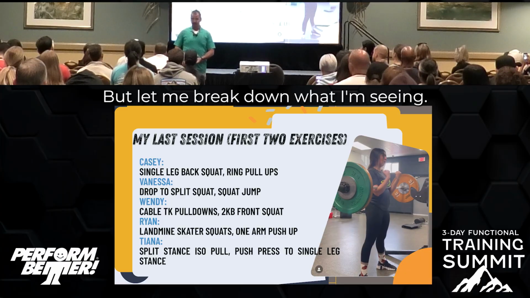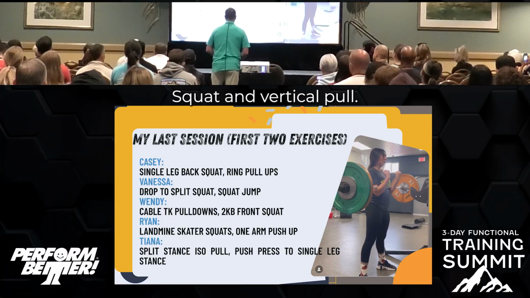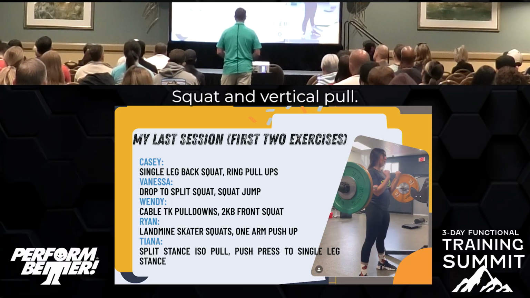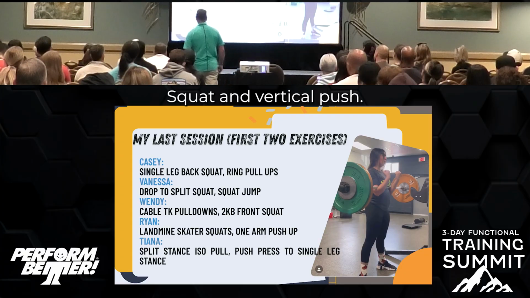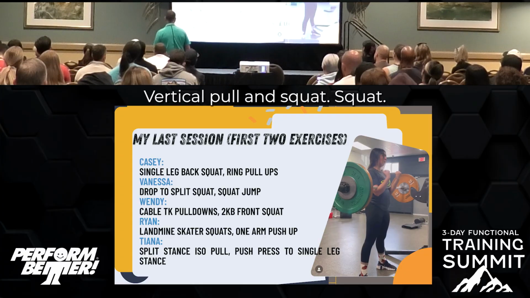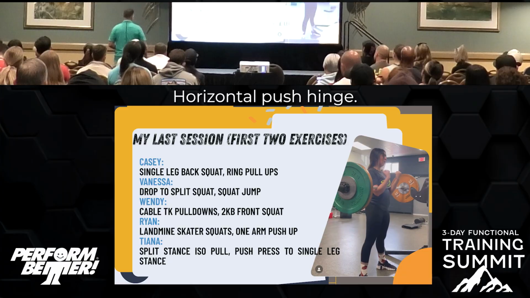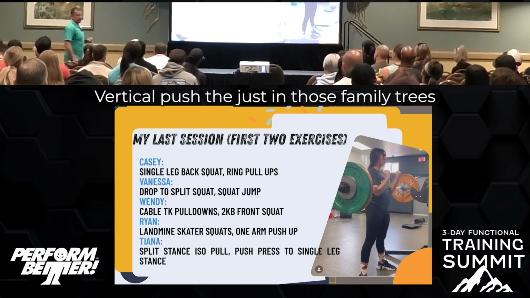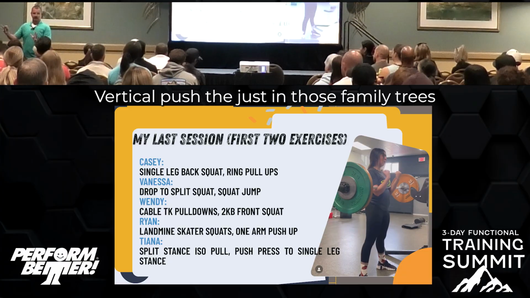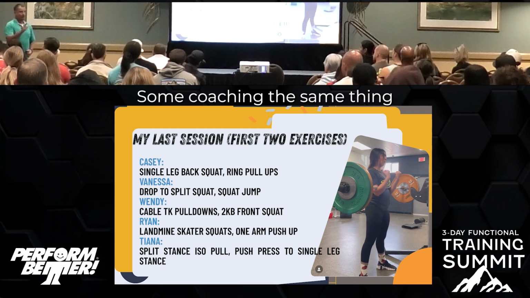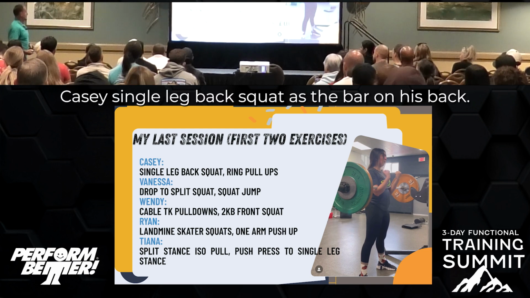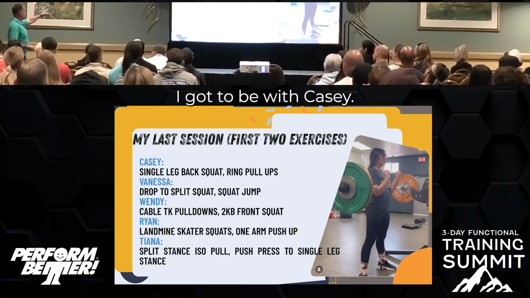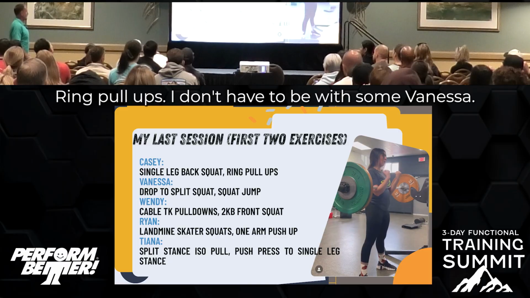But let me break down what I'm seeing. Squat and vertical pull. Squat and vertical push. Vertical pull and squat. Squat and horizontal push. Hinge is vertical push. They're just in those family trees, right? So I'm coaching the same thing. Casey, single leg back squat is the bar on his back. I gotta be with Casey. Ring pull-ups, I don't have to be with them.